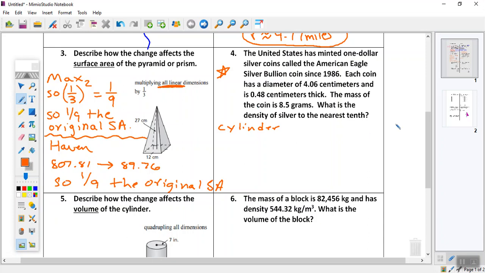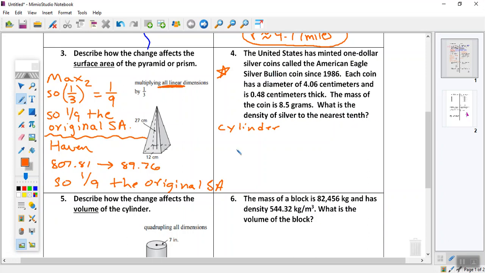It's your call. Okay. It says the United States has minted $1 silver coins called the American Silver Bullion Coins since when, kids? 1986. Each coin has a diameter of how many centimeters? Okay, 4.06 centimeters. And how thick is it? Okay, it says the mass of the coin is 8.5 grams. What is the density of the silver to the nearest tenth?